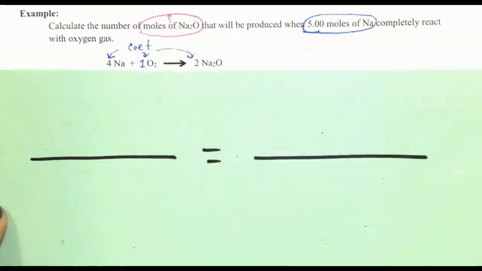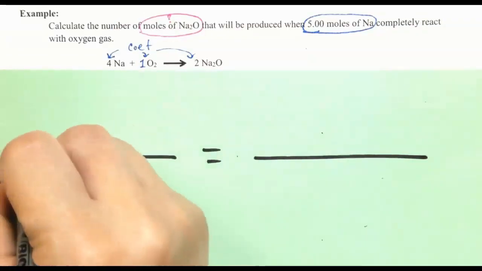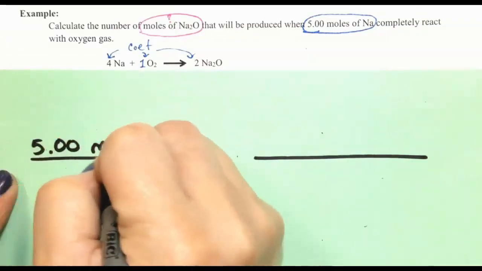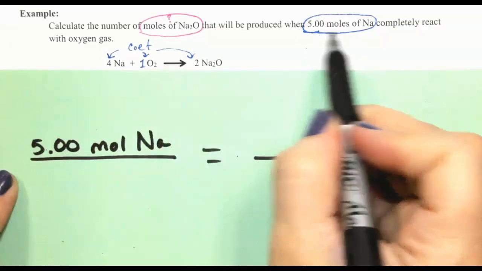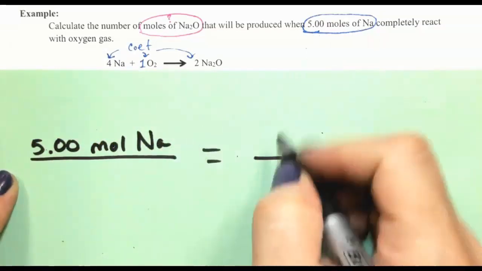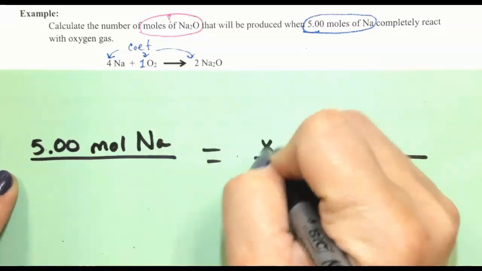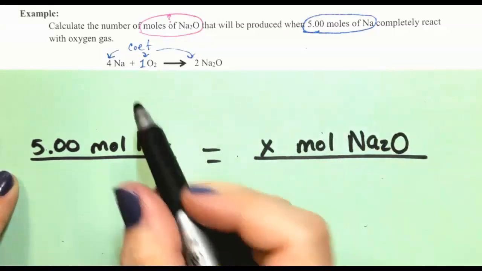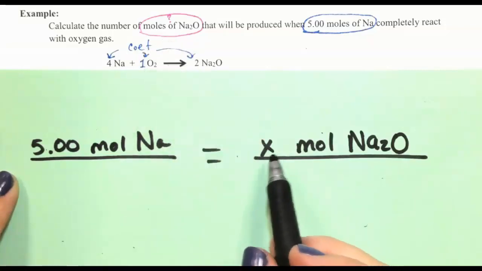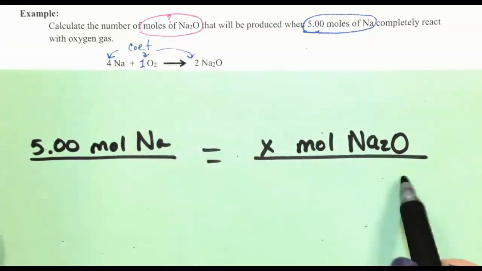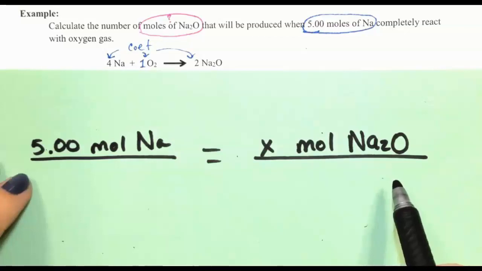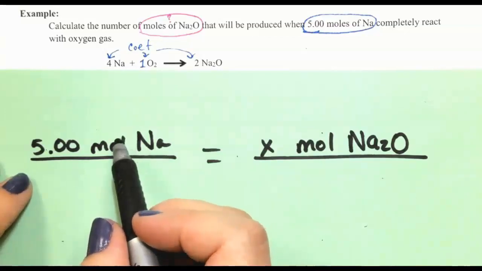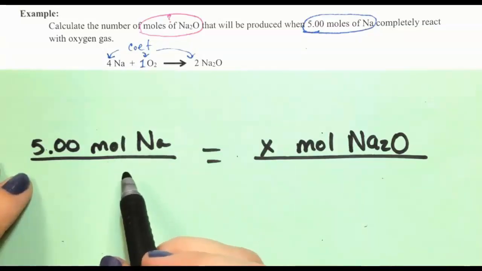Here is our proportion. We're going to put our given here, which is 5.00 moles of sodium. That's our given right there. And then our unknown is over here, and we're going to say X moles of sodium oxide. That is our unknown right here, X, because we don't know what it is. Now we're going to set up the bottom, and remember that whatever unit you have on top is going to have to match the unit at the bottom.